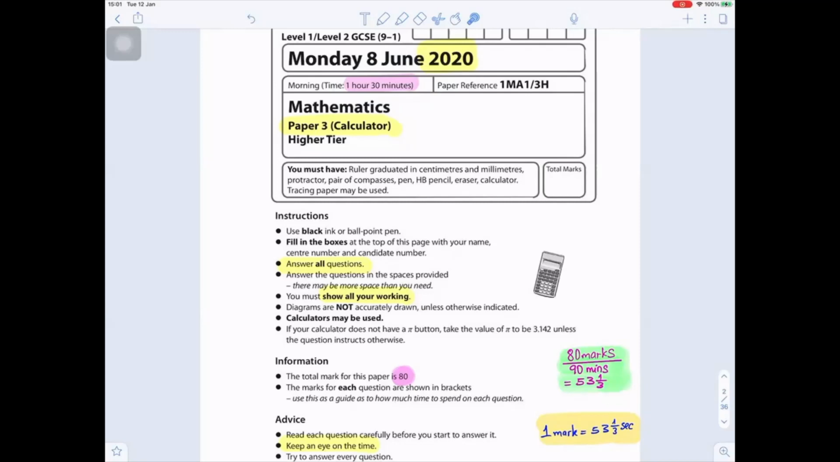Important things to remember: answer all questions, show all your working. Total mark for this paper is 80, and keep an eye on the time. So 80 marks divided by 90 minutes means 53 1/3 seconds per mark. So 1 mark is for 53 1/3 seconds.